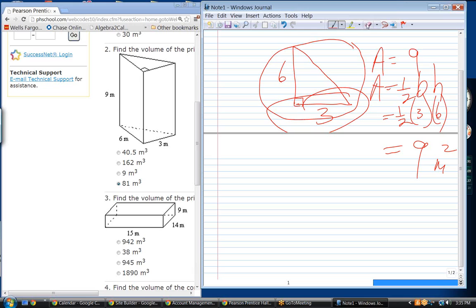In other words, the very first thing I have to do is figure out the area of the base. And the base, if you were to look at it from a bird's eye view, the triangular base has a base of 3 and a height of 6. So this area is 1/2 base times height, so that would be 9. And then whatever the area of that base is times the height, which also happens to be 9, gives us 81. Okay.